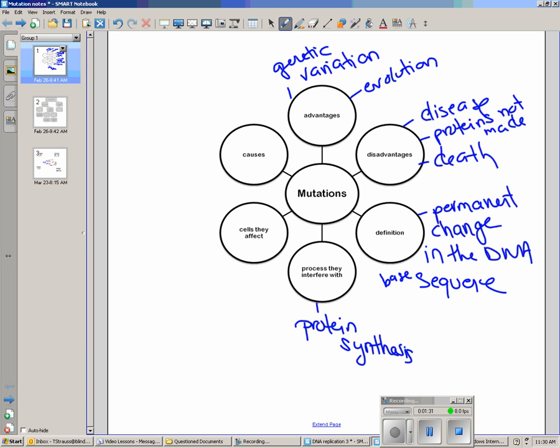And then the cells that they affect, we've already mentioned somatic cells, which are all the cells in the body besides sex cells, and the gametes. Because if a mutation happens in the egg or sperm cell, then the mutation is going to be passed on to the offspring.